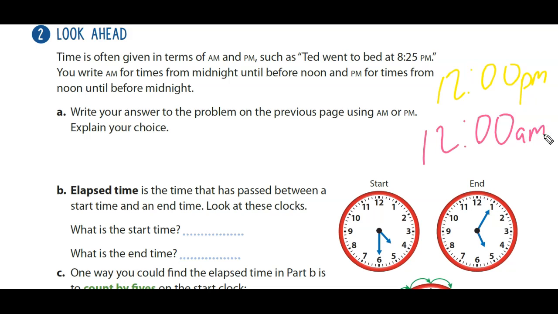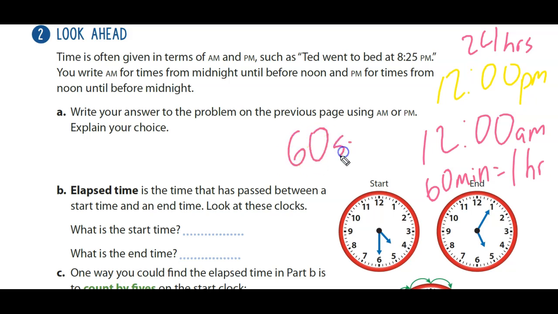Okay? Anybody know how many hours are in one day? Sammy? 24. Okay? 24 hours in a day. Okay? How many minutes in 1 hour? 60. 60 minutes in 1 hour. Okay? How many seconds in 1 minute? 60 seconds in 1 minute. Okay?